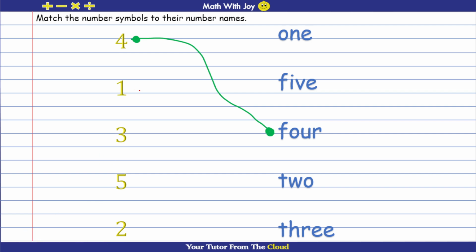Now let's try with this symbol. We know the symbol is 1, and the word or the name of 1 will be O-N-E, which spells 1. So we connect those together. Now we are on the 3. This symbol says 3. So 1, 2, 3. And how do you spell 3? We go T-H-R-E-E. So we connect these together.